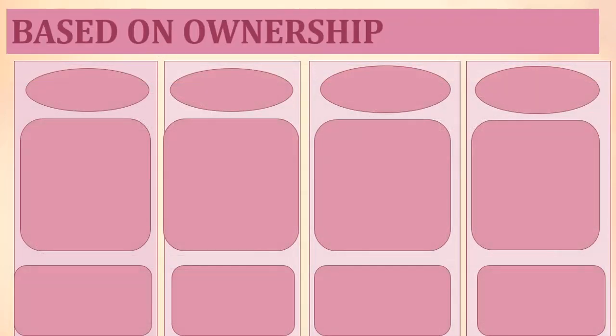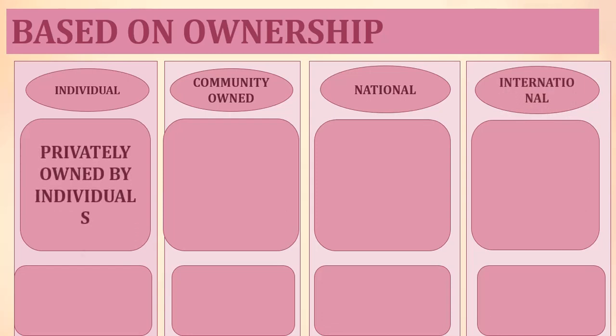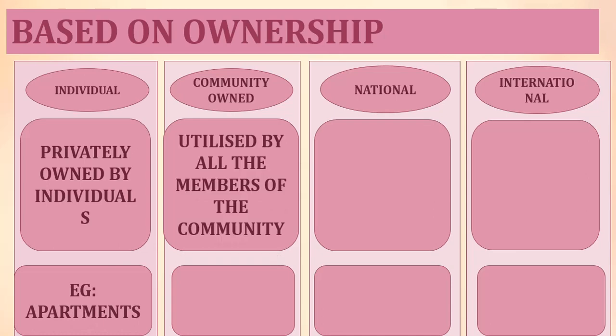Based on ownership, we can classify resources into individual, community owned, national and international. Individual resources are those which are privately owned by individuals. Example, the apartments. Community owned resources are those resources which are utilized by all the members of the community.